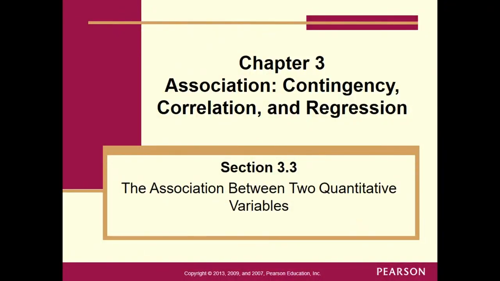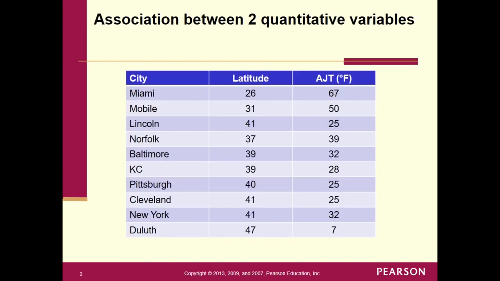Good day, stat students. Today we're going to talk about section 3.3. We're going to get into more specifics with regards to this type of analysis where we're looking at the association between two quantitative variables. Remember our example with regards to average January temperature and latitude. We're going to go back to that and get into more details with regards to this example.